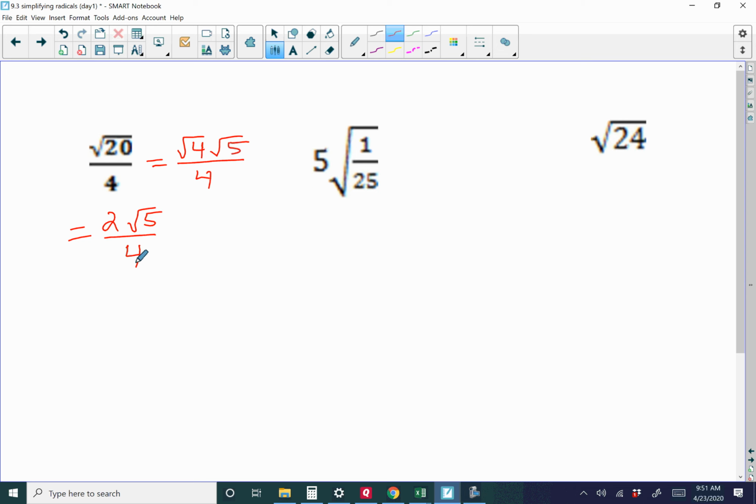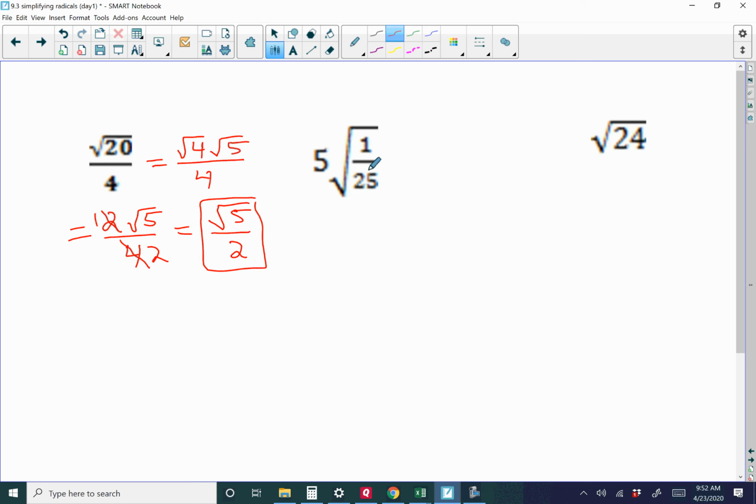2 and 4, though, they can reduce. They have to both not be under a square root in order to do that. So 2 and 4 are going to reduce to 1 and 2. This becomes the square root of 5 over 2. I didn't show the 1. 1 times the square root of 5 is just the square root of 5. 2 stays 2. This is your answer.